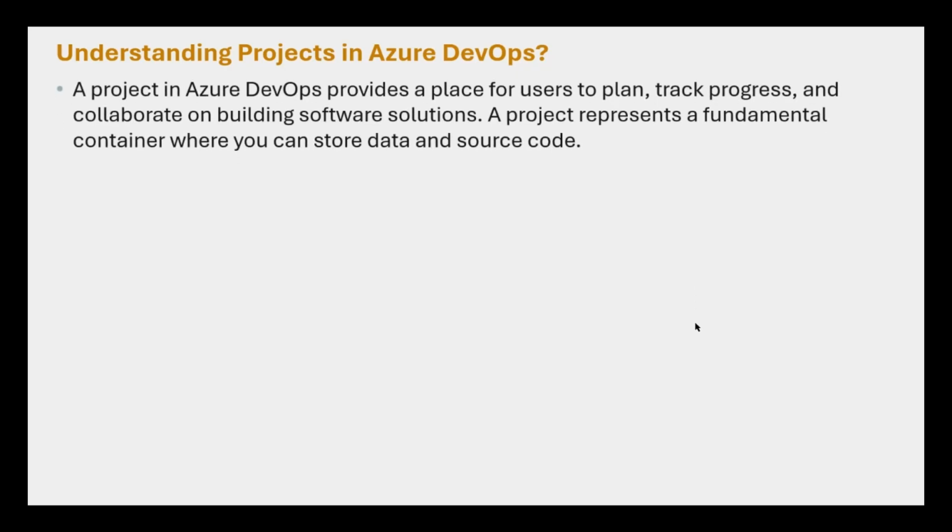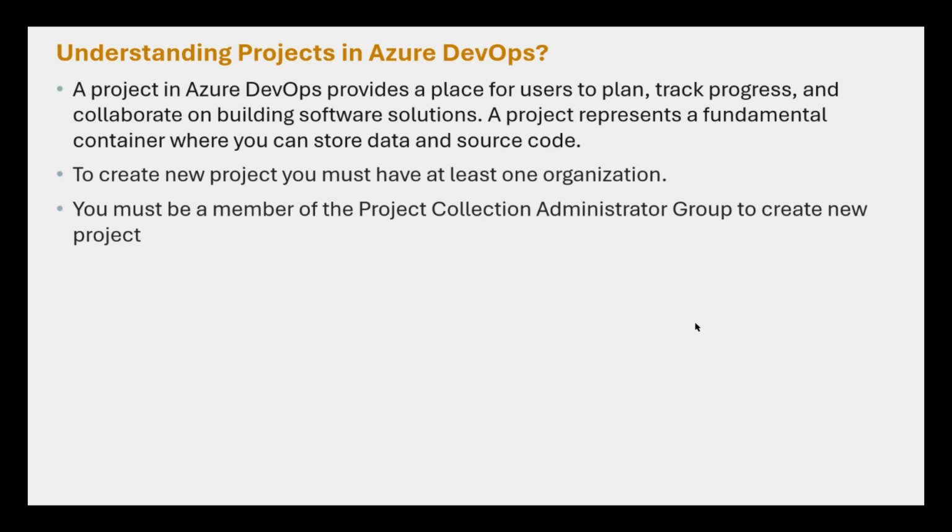A project in Azure DevOps provides a place for users to plan, track progress and collaborate on building software solutions. A project represents a fundamental container where you can store data and source code. To create a new project, you must have at least one organization. So we already have one organization and we will be creating a project inside that organization.